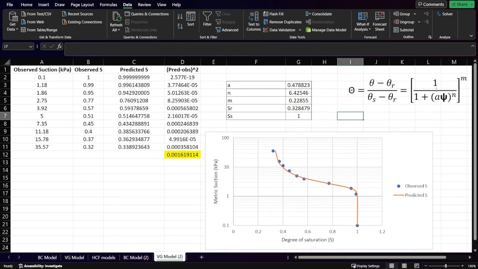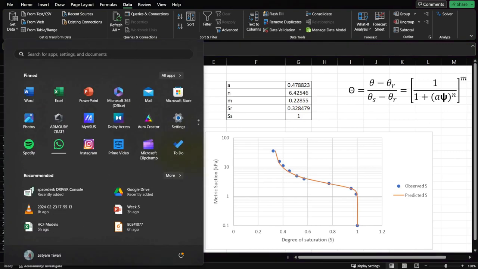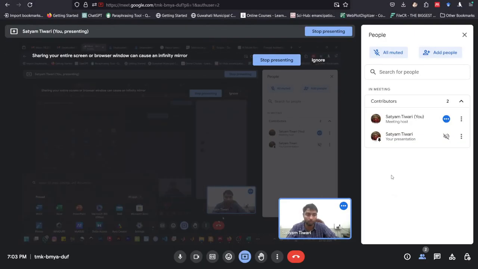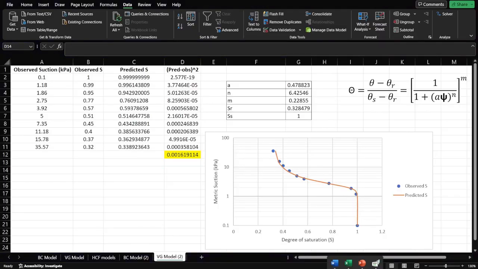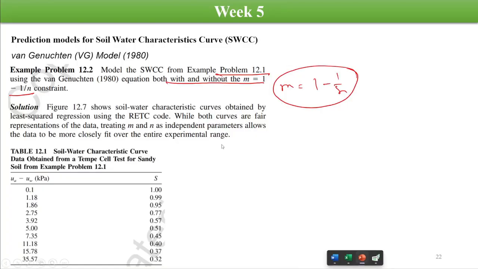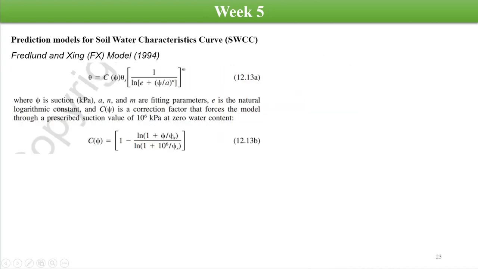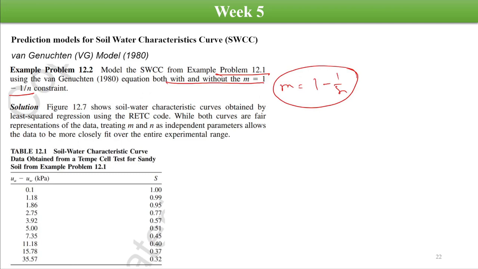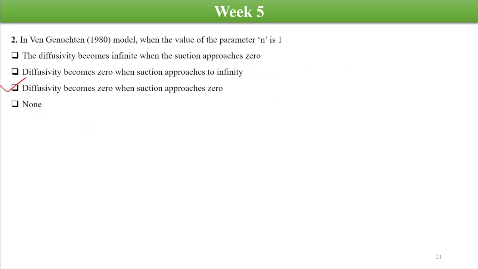So in this way, by using the spreadsheet, we can easily solve these functions. Okay, easily use these prediction models to obtain the better fit, right? Okay, so using this spreadsheet we can obtain these parameters.